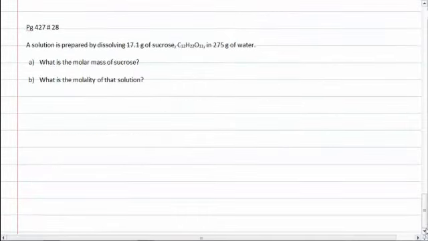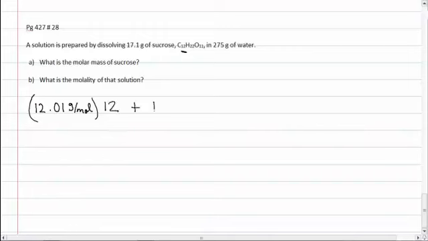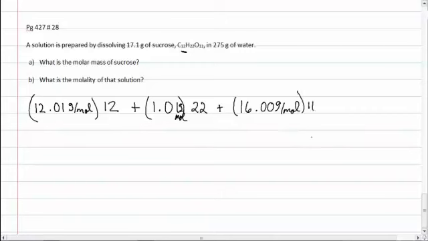Question 28 says a solution is prepared by dissolving 17.1 grams of sucrose, C12H22O11, in 275 grams of water. What is the molar mass of sucrose is the first question. So we take carbon, which is 12.01 grams per mole, times the subscript 12, plus hydrogen, 1.01 grams per mole, times the 22, plus oxygen, 16.00 grams per mole, times the 11 subscript.